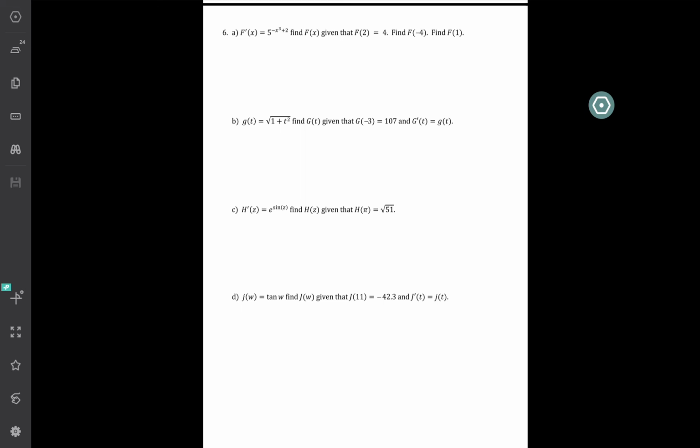Hi everyone, let's work on some examples that actually make us use the second part of the fundamental theorem of calculus.